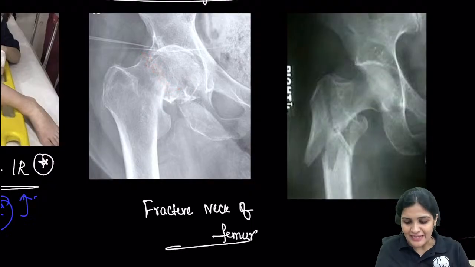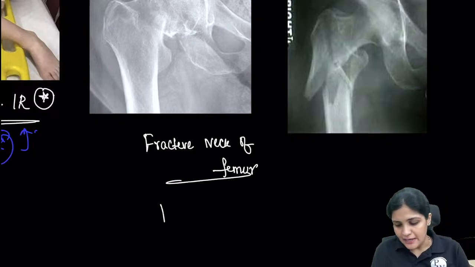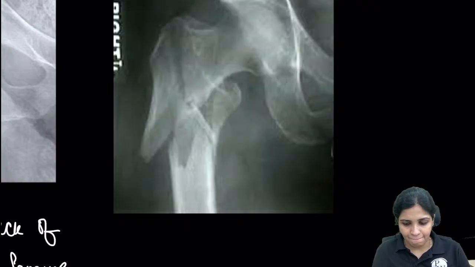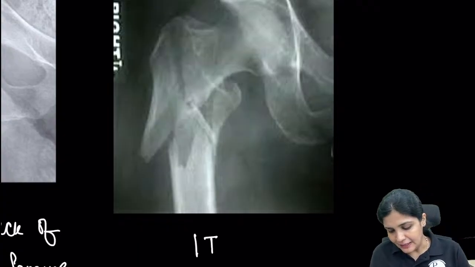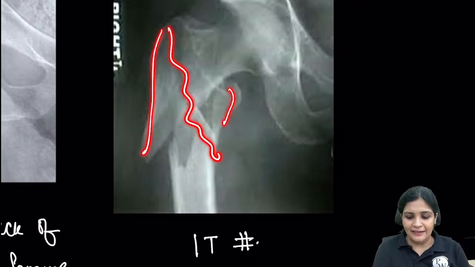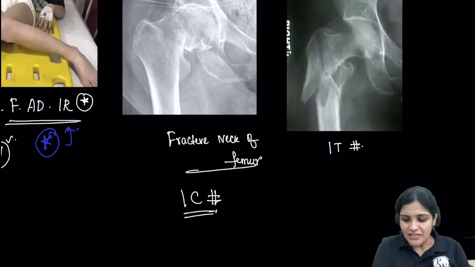Intracapsular fracture. Yes, IC fracture. So this is your intracapsular IC fracture. And here the second one is extracapsular, neck of femur extracapsular, or your intertrochanteric, between the GT and the LT. Right? So this is your IC fracture. This is your IT fracture.